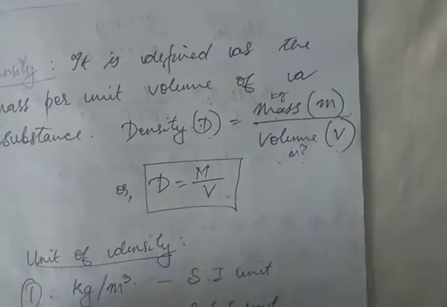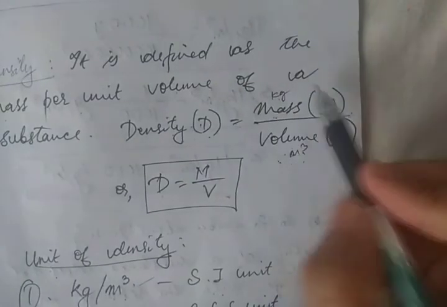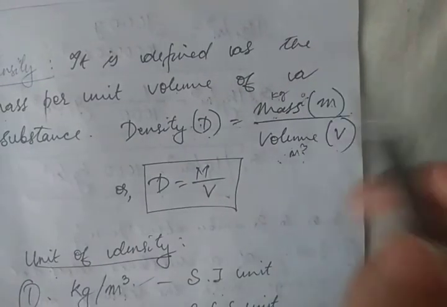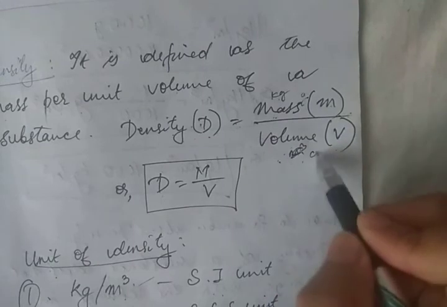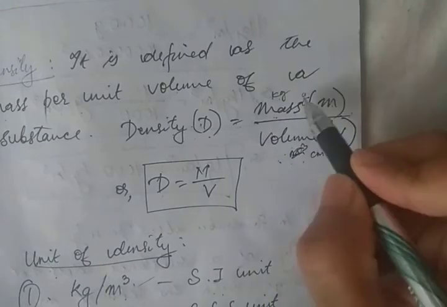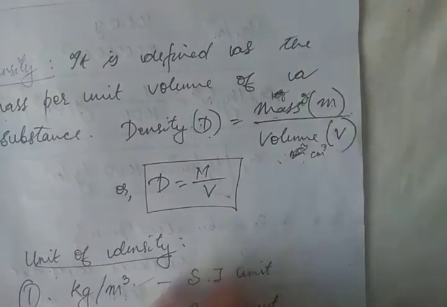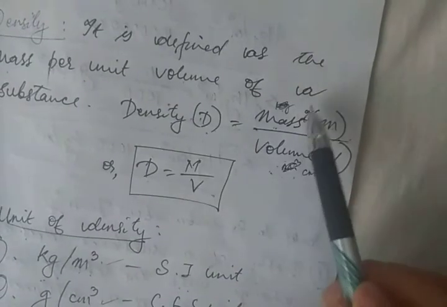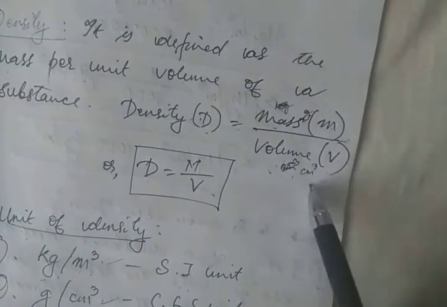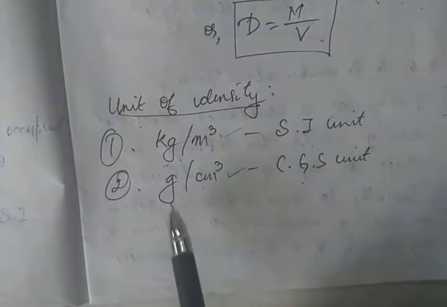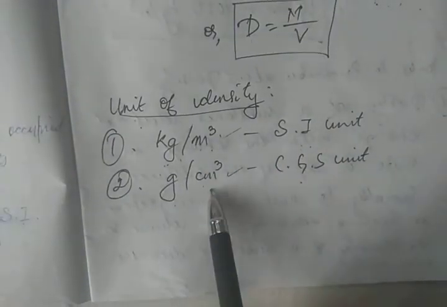The CGS unit of mass is gram, and the CGS unit of volume is centimeter cube. Therefore the CGS unit of density will be gram per centimeter cube, which is exactly what I've written.